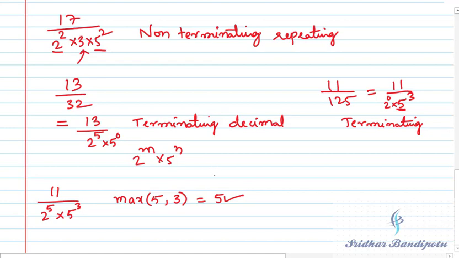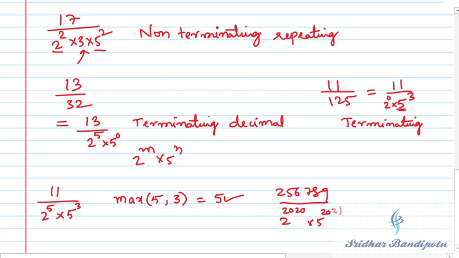Now let's take another example. 256789 by 2 to the power of 2020 and 5 to the power of 2021. Check whether it is terminating decimal or non-terminating repeating decimal. So we can say denominator is in the form of 2 to the power of m into 5 to the power of n. So it is terminating decimal.